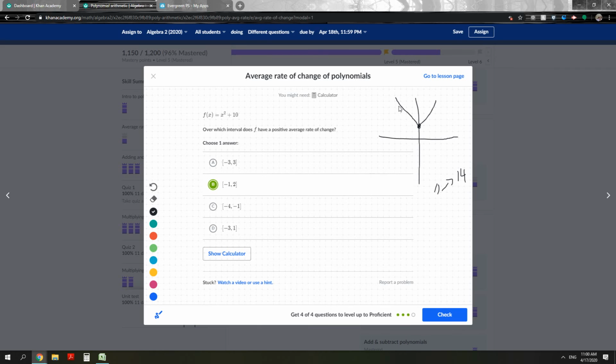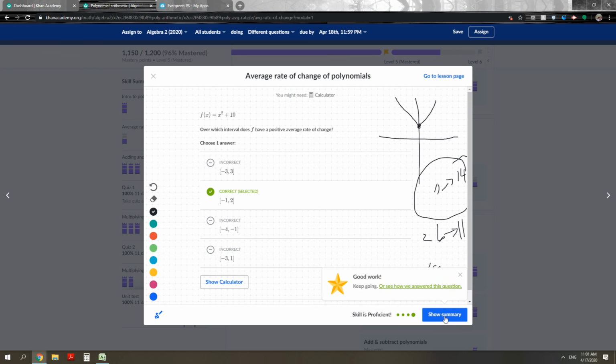This one, it's going from negative 4 to negative 1. That's just going to be going down. And here, where it's going from negative 3, here we are at negative 3. 1 isn't going to be high enough for it to keep going back up. And we can calculate these, right? 4 squared is 16. 16 plus 10 is 26. This is going from 26 to 11. That's not up. And the bottom one is going from 19 to 11. That's not up. This is the only one that's going up. It went from 11 up to 14. So we know this is the one with a positive average rate of change, or positive slope.